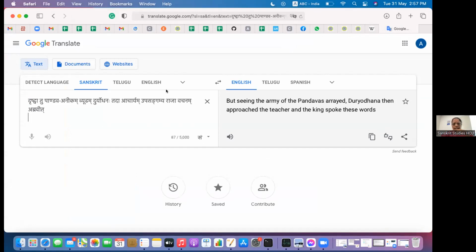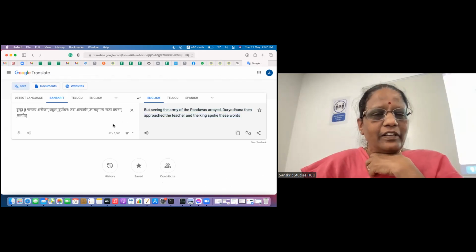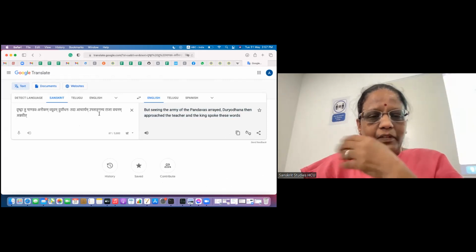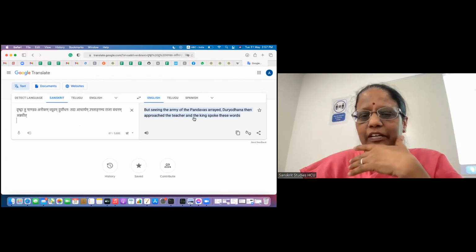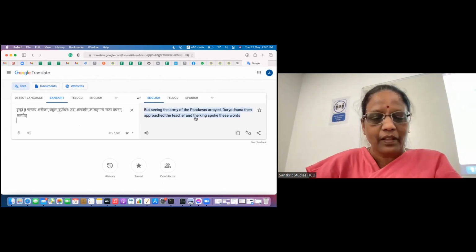Okay, so here machine has produced the English translation: but seeing the army of Pandavas arrayed, Duryodhana then approached the teacher, and the king spoke these words. Now here, Duryodhana and the king are the same, but from this sentence, it looks like king and Duryodhana are different. Okay, it's Raja Duryodhana. It's the king Duryodhana. This is the only difference. Otherwise, the translation is very good, natural, if you see.